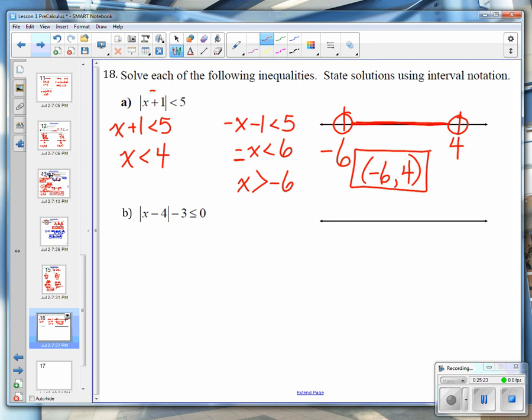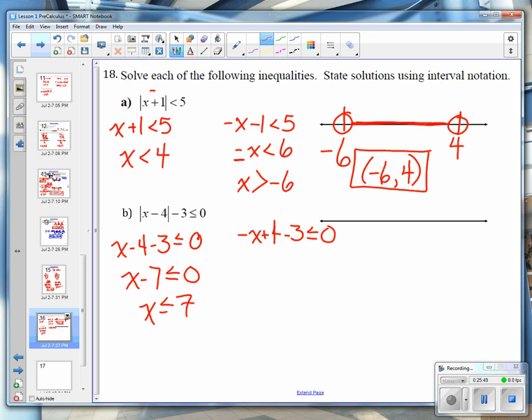So we want to isolate our variable. There's a couple ways of doing it. You could move the 3 over, or you could just solve it as is. So you can just say, okay, the absolute value of x minus 4 minus 3 is less than or equal to 0, and then negative x plus 4 minus 3 is less than or equal to 0. Then simplify. x minus 7 is less than or equal to 0, so x has to be less than or equal to positive 7. I've got positive 4 minus 3, so negative x plus 1 is less than or equal to 0.